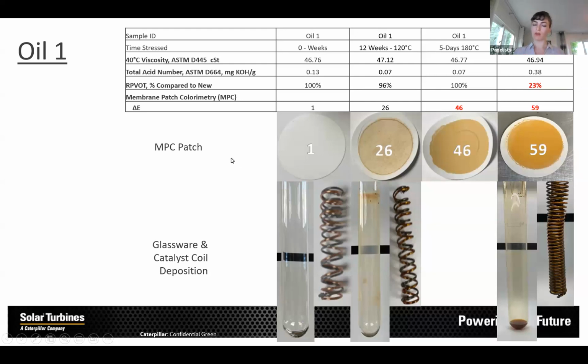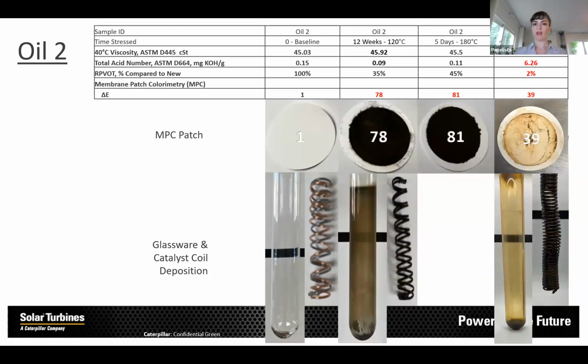So from oil 1, we start to see some inkling that the higher temperatures are harsher on the oil overall. And then we move on to oil 2, and it becomes much more clear that that is the case. With oil 2, same test that we have conducted here, for the baseline, again, this is a 46 viscosity oil. The tan is low as we would expect it. The RPBOT is at 100. The delta E is negligible.